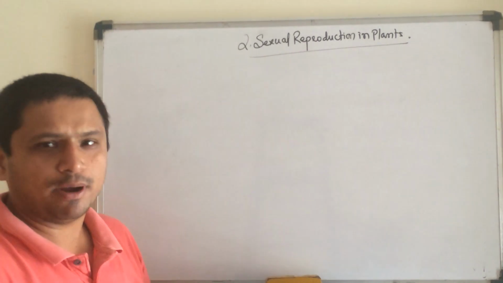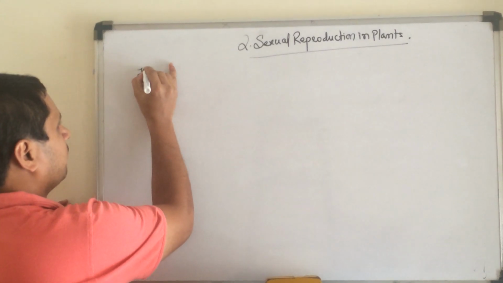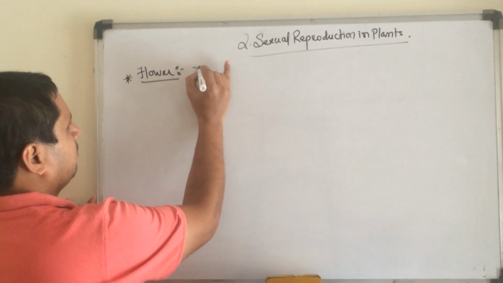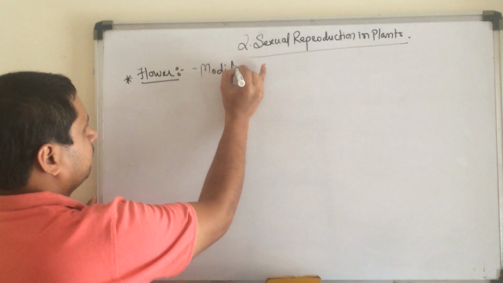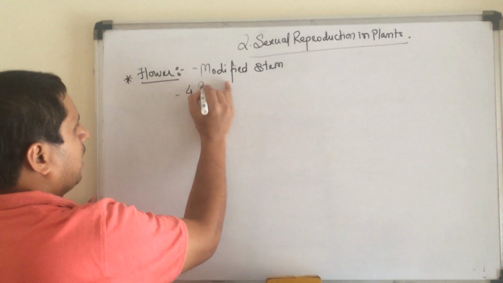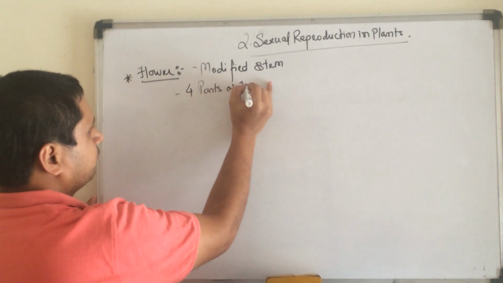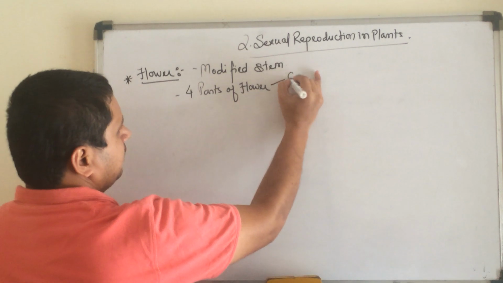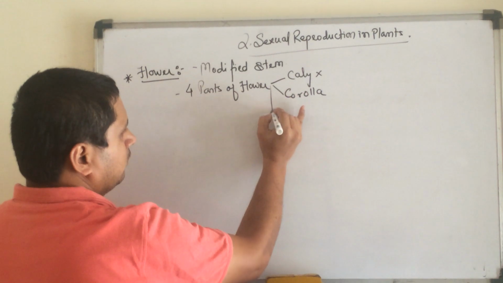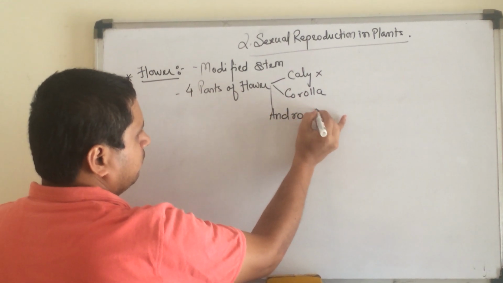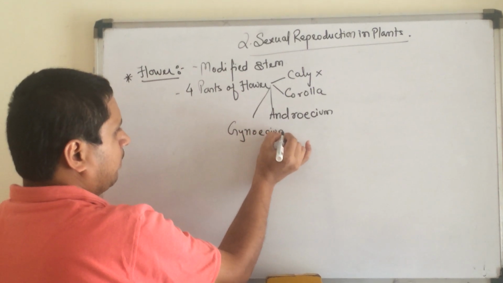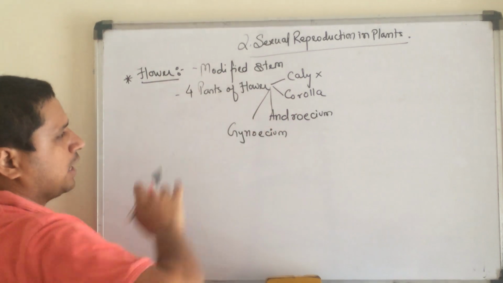Now the reproductive part of the plant is known as the flower. A flower is nothing but a modified stem. Now, the four parts of the flower we can say are the calyx, corolla, androecium, and the gynoecium.